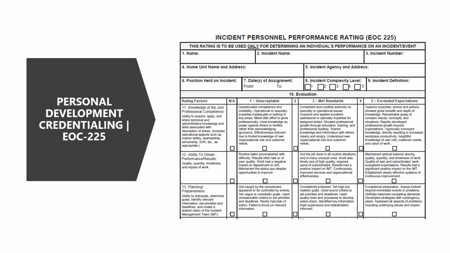So the 225 is the personnel development credentialing or personnel performance rating form. It gives supervisors the opportunity to evaluate what you did in the EOC, and we are going to do those evaluations based off of those position task books that you were assigned.